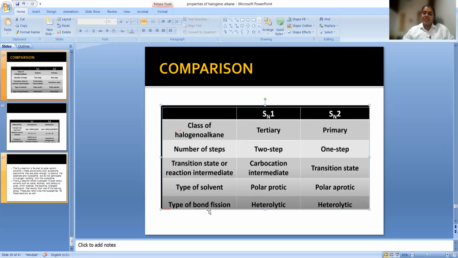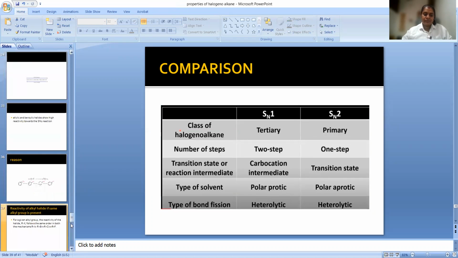And for the type of bond fission, both of them will undergo heterolytic bond fission. You have learned heterolytic and homolytic bond fission. In homolytic bond fission, we are getting free radicals. Since here we are getting positively and negatively charged ions, the bond fission is heterolytic in both cases. Okay, so that's all about the SN1 and SN2 mechanisms.